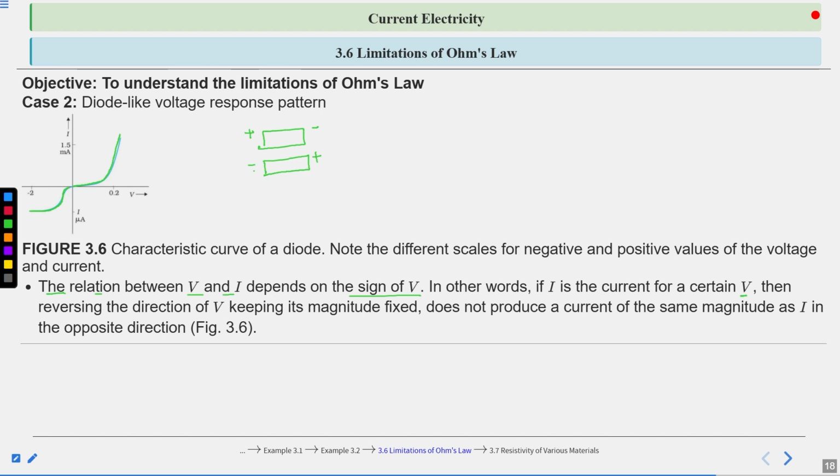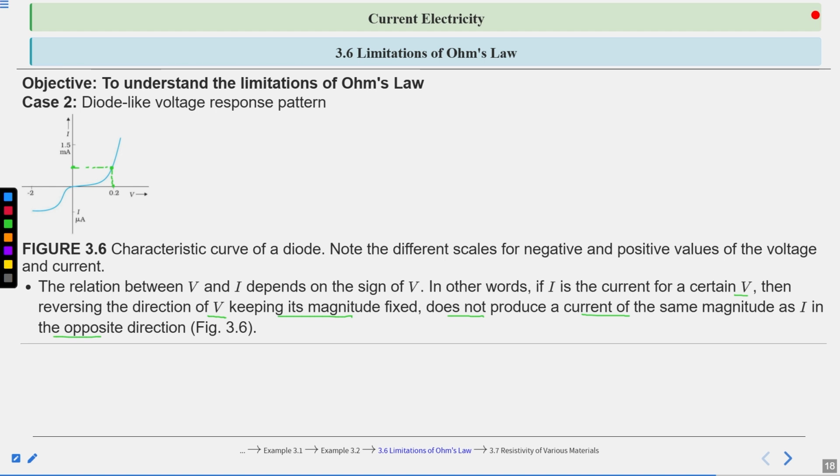So the relation between V and I depends on the sign of V. In other words, if I is the current for a certain V, then reversing the direction of V, keeping its magnitude fixed, does not produce the same magnitude of current in the opposite direction. If we fix the value of V, suppose 0.2 volt, corresponding to that, this is the value of current.